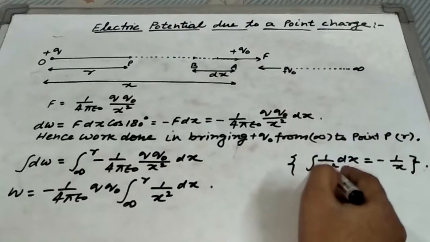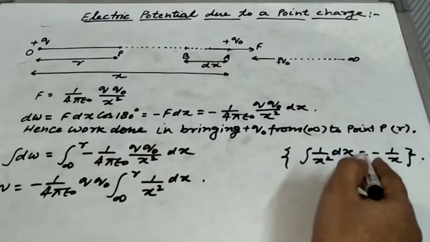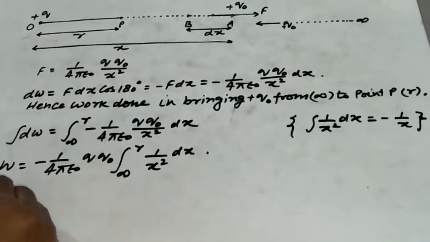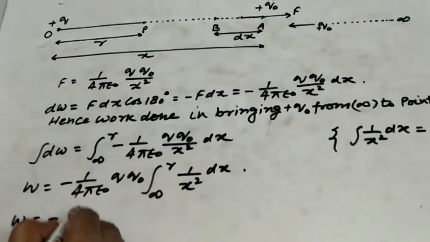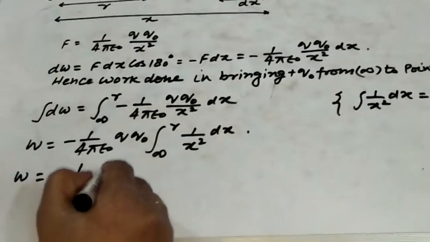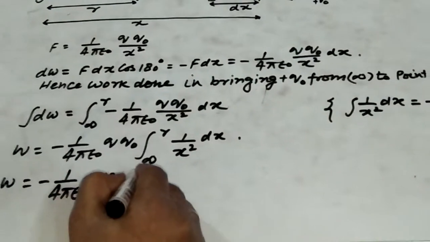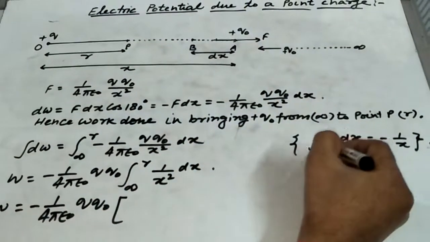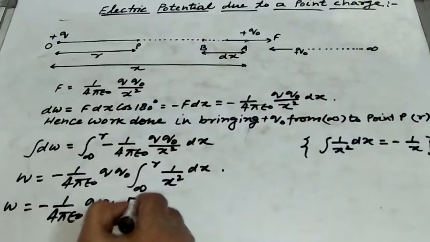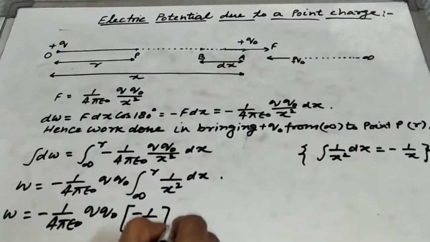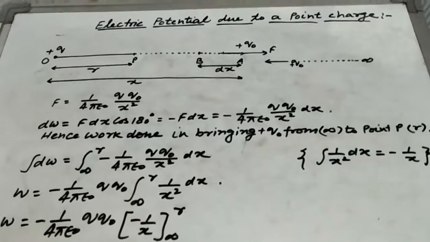How can we find the integration of 1 upon x square dx, which is equal to minus 1 upon x. So here you can say W is equal to minus 1 upon 4 pi epsilon naught Q naught, and in place of 1 upon x square, integration of 1 upon x square dx, you write down minus 1 upon x, and its limit is infinity to R.